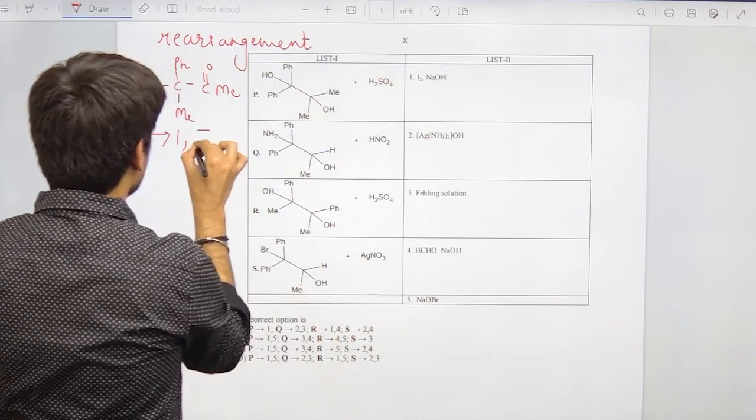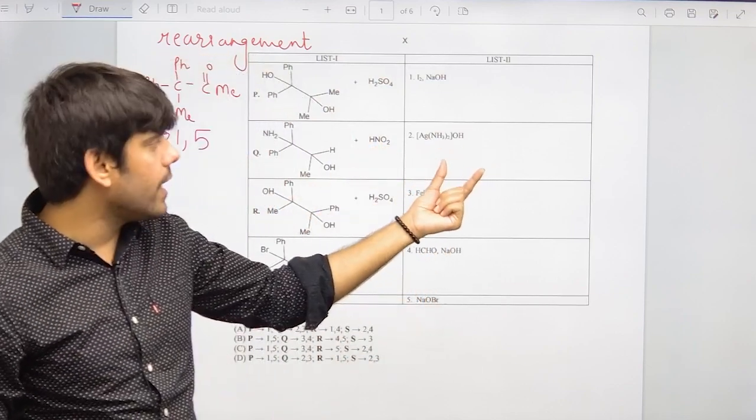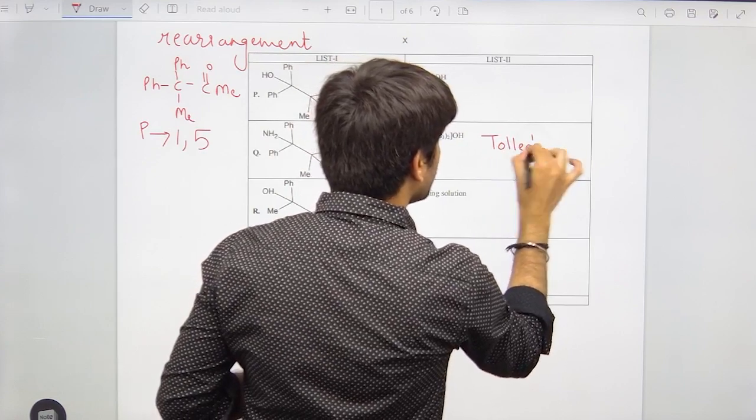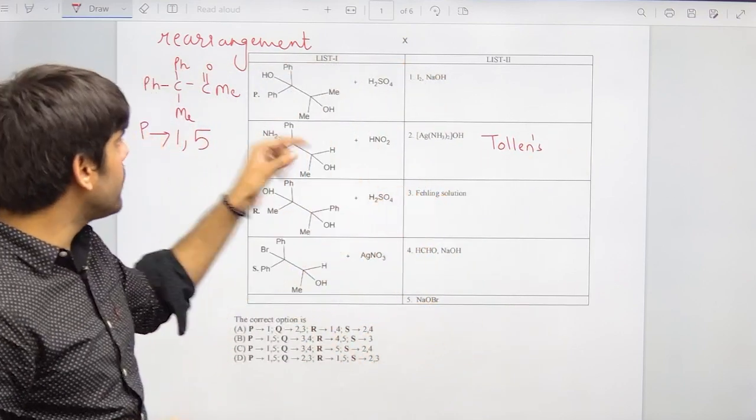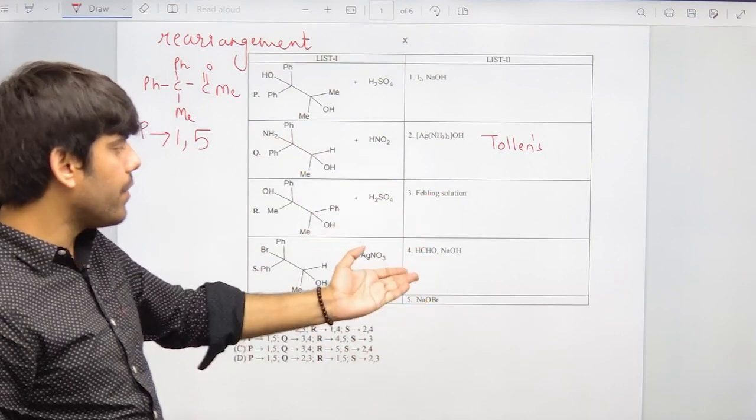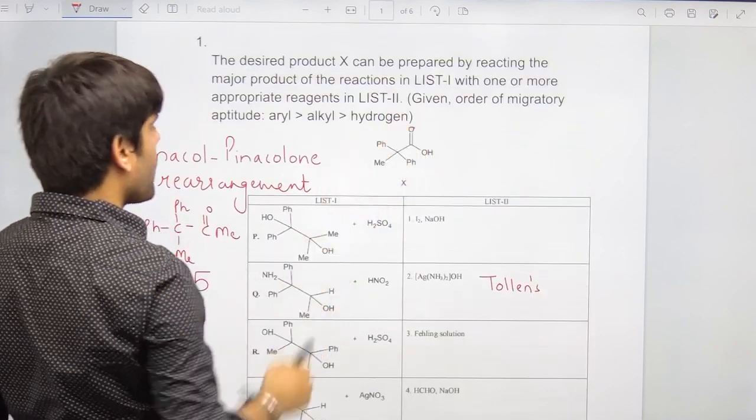Now, since this is a ketone, it won't react with Tollens reagent. This is your Tollens reagent, ammoniacal silver nitrate. This is your Tollens and this is Fehling's, right? So it won't show a reaction with these two. And we also don't require this one because you need an acid over here, right?